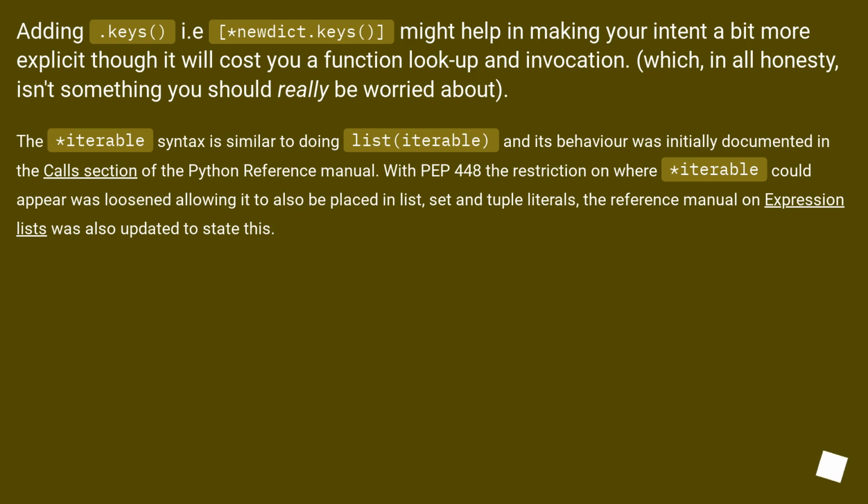The *iterable syntax is similar to doing list(iterable), and its behavior was initially documented in the calls section of the Python reference manual. With PEP 448, the restriction on where *iterable could appear was loosened, allowing it to also be placed in list, set and tuple literals. The reference manual on expression lists was also updated to state this.